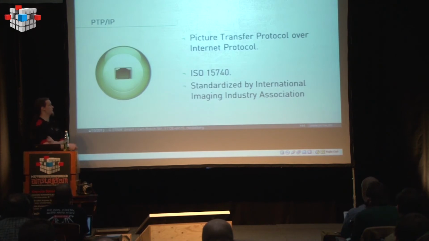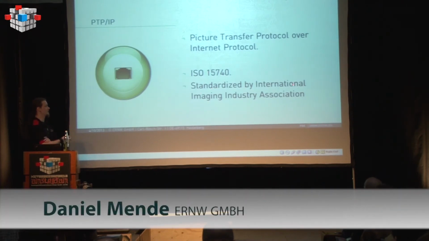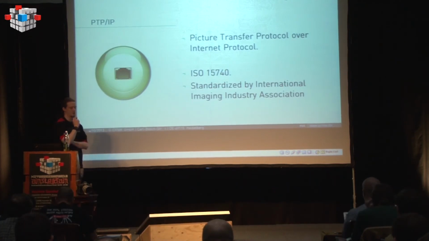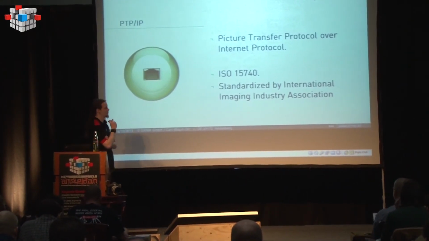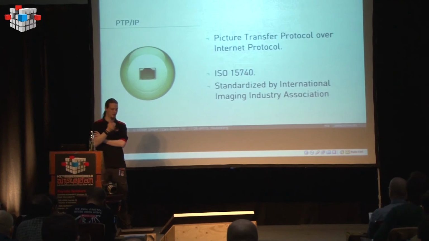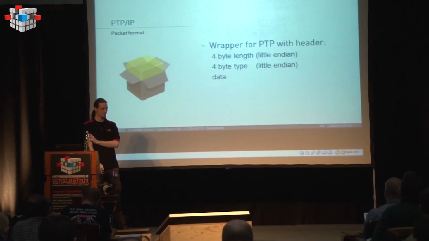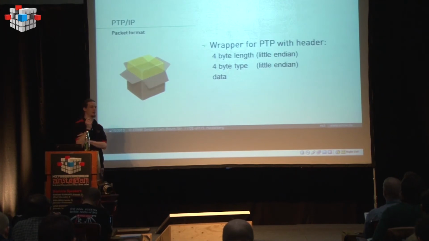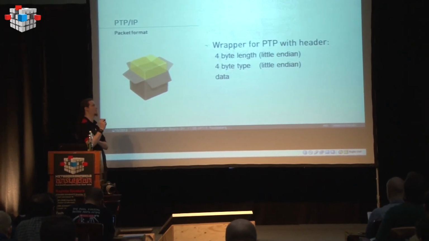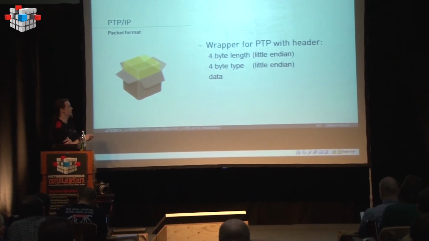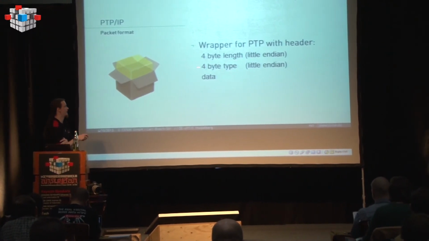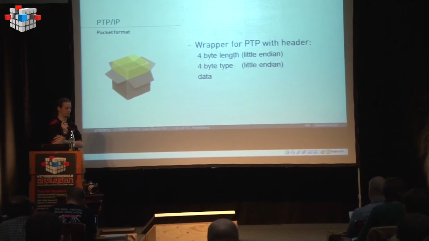Okay, so PTP-IP stands for Picture Transfer Protocol over Internet Protocol. It's specified in an ISO standard, and it's standardized by the International Imaging Industry Association. So again, some companies sitting together are just throwing out some specs. The packet format is quite easy. It's just a wrapper for the PTP protocol, and it adds two fields, which is a length field and a type field. And afterwards, then just follows the PTP data.